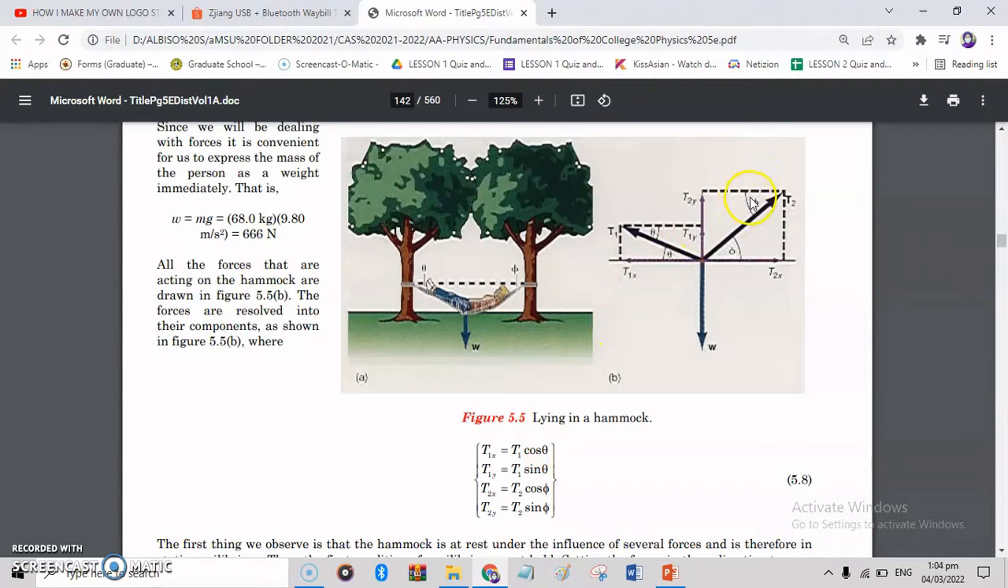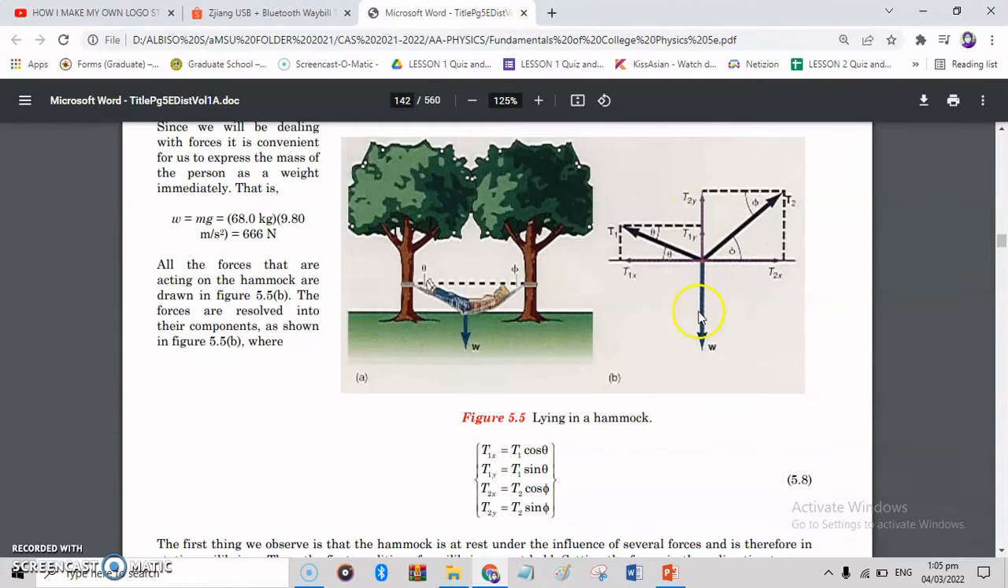So, for your phi and theta, ibig sabihin magkaibang angles. Okay, theta is for the 20 degrees and yung phi is for your 40 degrees. It's up to you paano mo i-label yung mga angles mo. So, T2x is equals to T2 cosine phi, okay? And then T1x is T1 cosine theta.